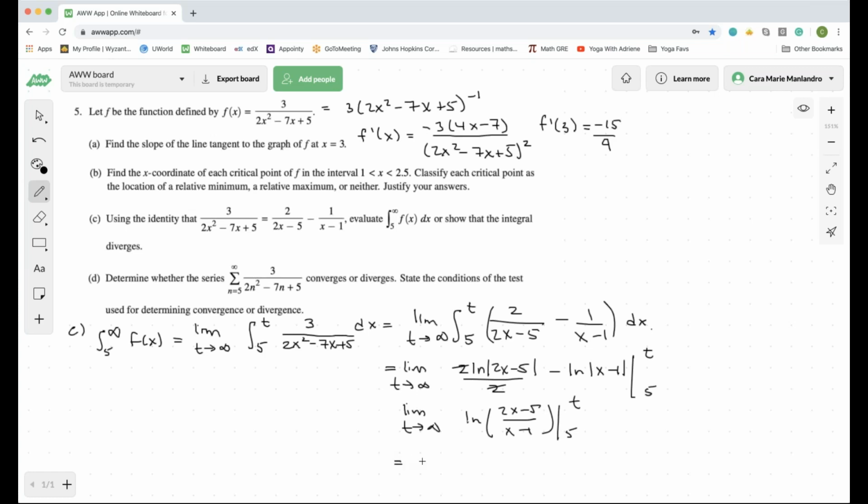And then I plug in my bounds. So I get ln of (2t minus 5) over (t minus 1) minus ln of 5 over 4. Okay, so what is up with this one? So what is the limit as t approaches infinity of that first one? Anybody know?